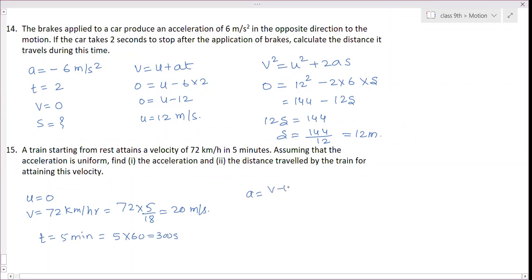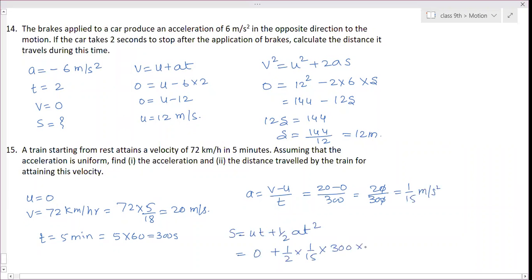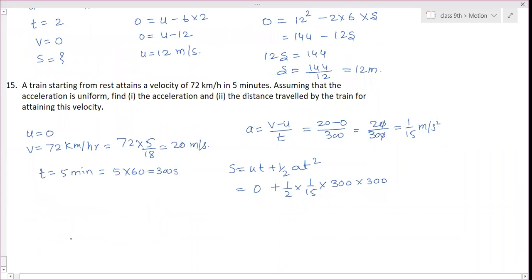So a is equal to v minus u by t. 20 minus 0 by 300. So 20 by 300, that is equal to 1 by 15 meter per second square. S is equal to ut plus half at square. u is 0. So half into 1 by 15 into t square, which is 300 into 300. 2 15s are 30, 30 10s are 300. So 3000 meters is S. So that is equal to 3 kilometer.